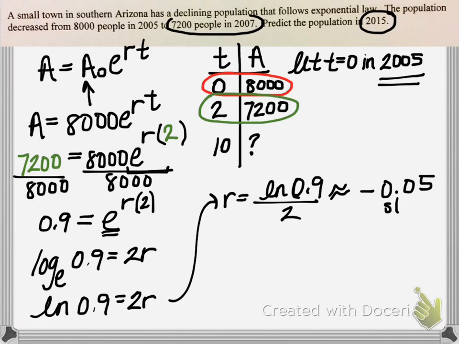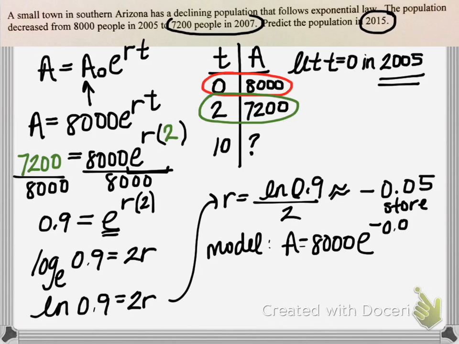You want to make sure that you store this value using your graphing calculator. And now you have a model for the population decay in this situation. We have A is equal to 8,000, again that initial size, times e raised to the negative 0.05 t power. This is the model that relates the number of people in any given year, when t is equal to 0 in 2005.